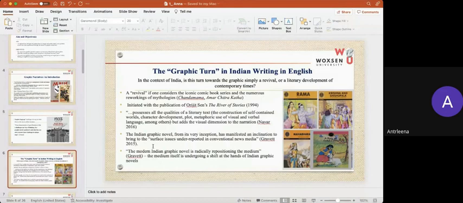So now to talk about the graphic turn in Indian writing in English, I was wondering if any of you want to jump in and say, do you think that the graphic turn in India is a revival or a literary development of contemporary times? Does anyone want to interact?